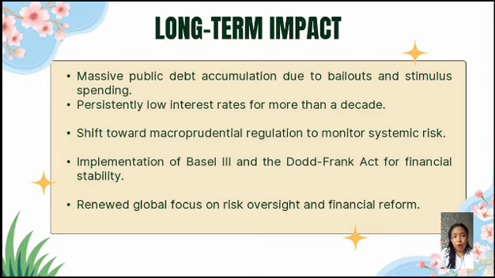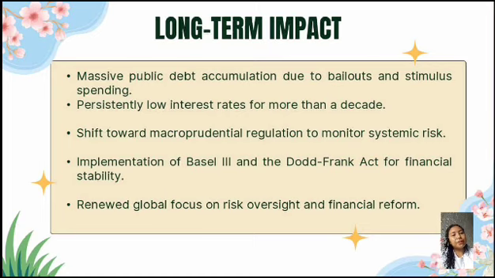Next is the shift toward macro-prudential regulation to monitor systemic risk. One of the key lessons from the crisis was that regulators had focused too narrowly on individual institutions rather than the entire financial system. As a result, there was a major shift toward macro-prudential regulation, which aimed to monitor and control risks that affect the financial system as a whole, not just a single bank. This new approach includes tracking systemic risk, setting counter-cyclical capital buffers, and implementing stress testing to evaluate how a bank would perform under extreme conditions.